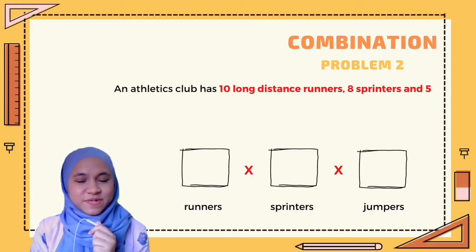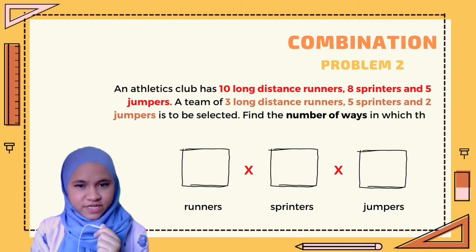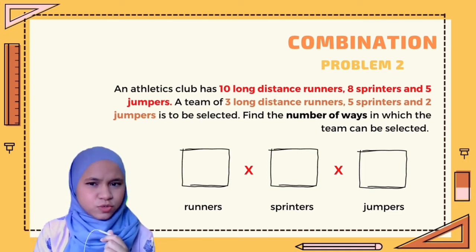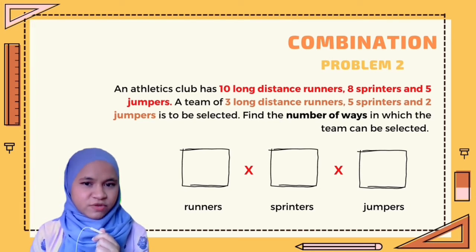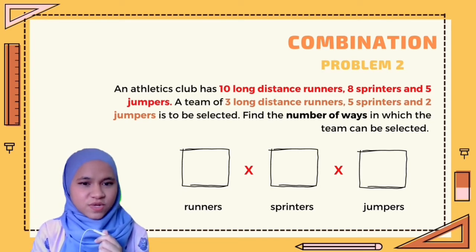Next, I will explain the second problem. An athletics club has 10 long distance runners, 8 sprinters and 5 jumpers. A team of 3 long distance runners, 5 sprinters and 2 jumpers is to be selected. Find the number of ways in which the team can be selected. Now, let's look at the information given: 10 runners, 8 sprinters and 5 jumpers. It's better for you to underline the information in the question.